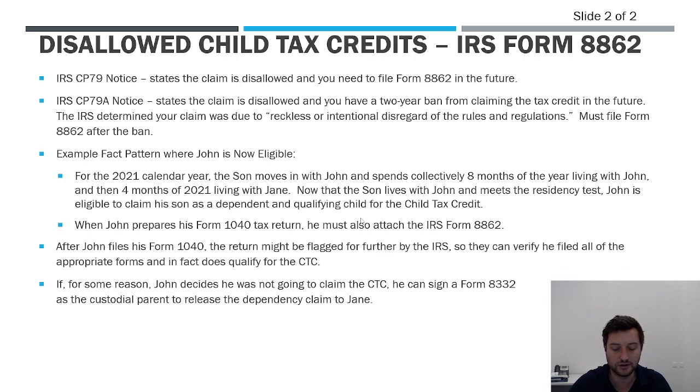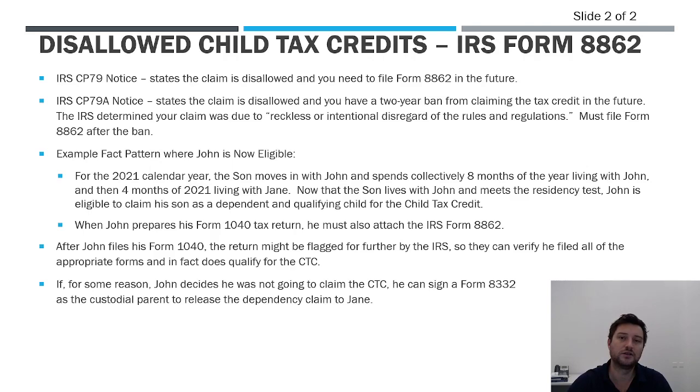Now, what are the CP79 notices? Well, there's two kinds and they're very different. The CP79 notice, the one that John got, simply says that the claim is disallowed and you need to file the 8862 going forward. Okay, no big deal. The CP79A notice is a bit more troublesome.